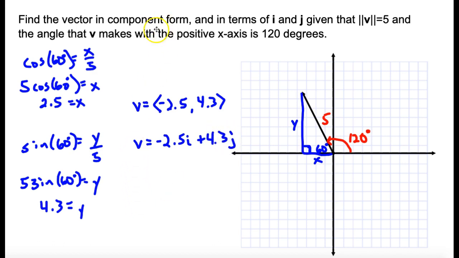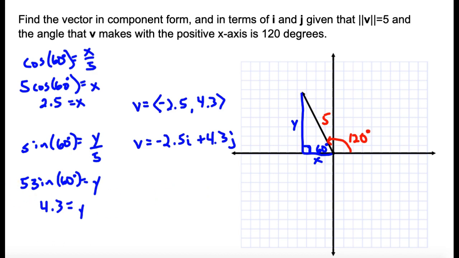Right? So if we look at these two processes that we use to solve for x and y, what we ended up doing is multiplying the magnitude times the cosine of the angle to get x, and the magnitude times the sine of the angle to get y. That's always going to be true. Okay, that's always going to be true whenever we're solving for these types of problems. All right, so magnitude times the cosine of the angle to get x, magnitude times the sine of the angle to get y.